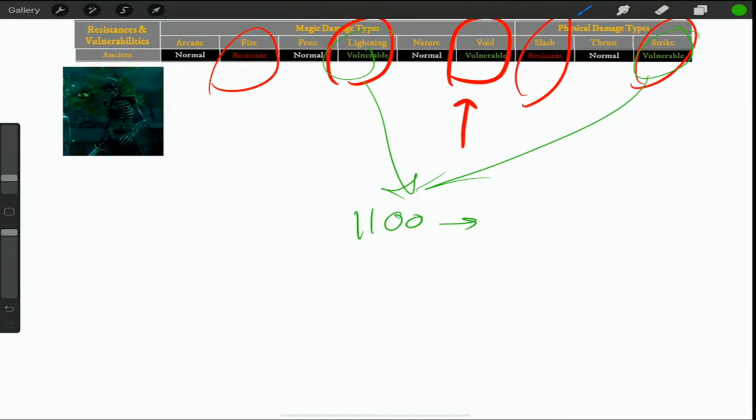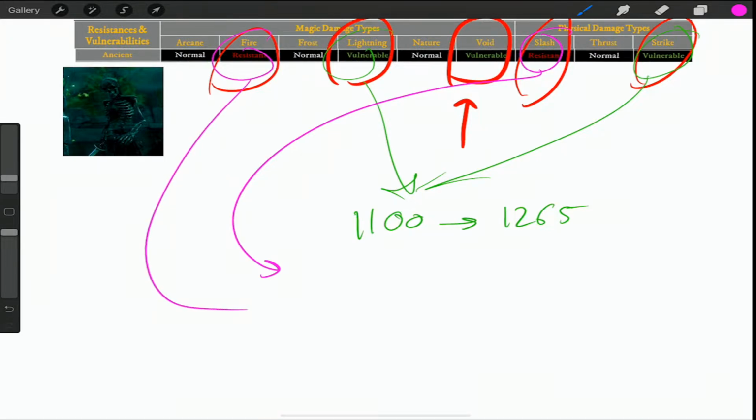You'll turn your 1,100 damage to the best case scenario, which is 1,265. However, if you fight as if you're Roy from Smash Bros., you're taking slash, you're taking fire, and you're turning 1,100 into your worst case scenario, which is 935.